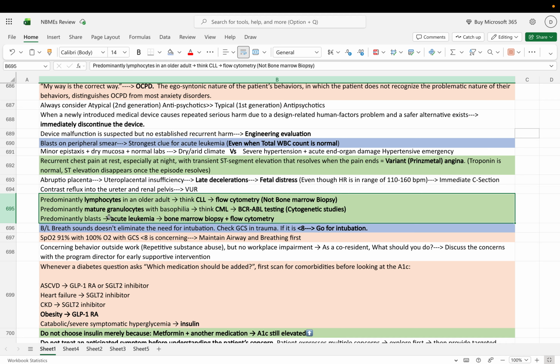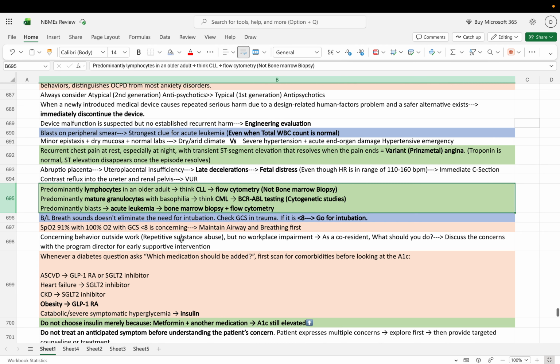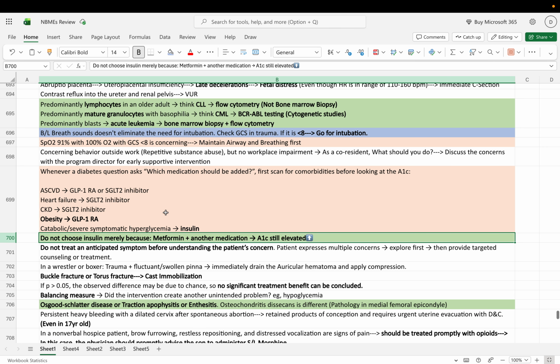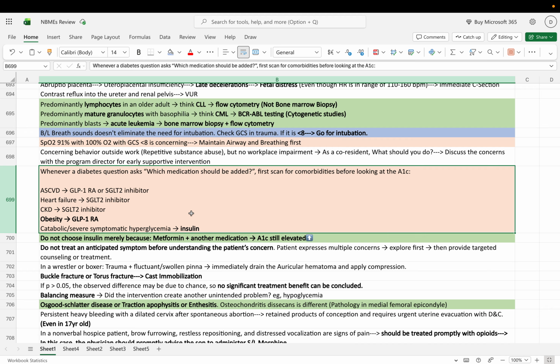If the case is mature granulocytes with basophilia, think of CML, and the diagnosis here is cytogenetic studies, BCR-ABL testing. If on a peripheral smear we see blasts, it is classic for acute leukemia. Diagnosis here is bone marrow biopsy plus flow cytometry. We'll discuss these two combined.